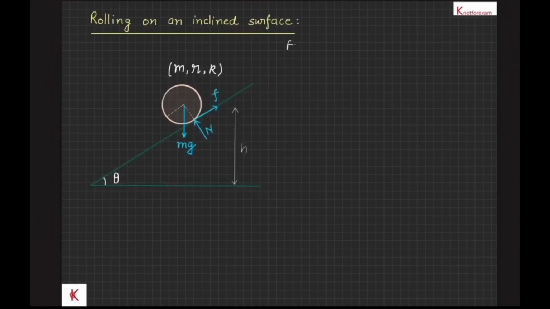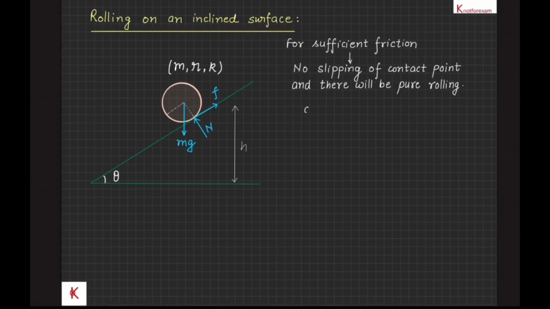Let's take a look at the given figure. A uniform rigid body of mass m and having circular cross section of radius R and radius of gyration about center of mass k, is placed on an inclined plane of angle of inclination theta. For sufficient friction, there will be no slipping of contact point and there will be pure rolling. For this case, a is equal to R alpha, and for translation motion, net force mg sin theta minus f is equal to mass into acceleration, that is m into a.